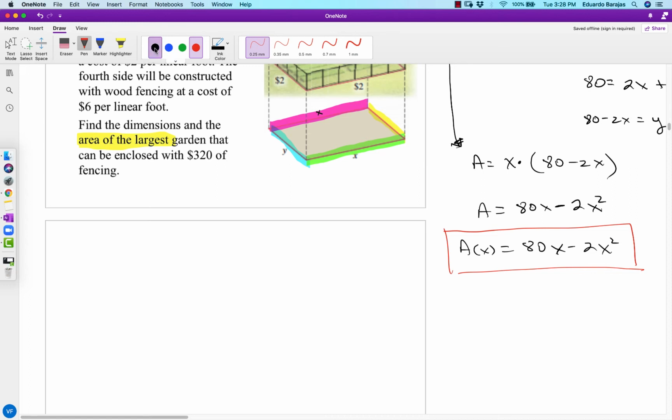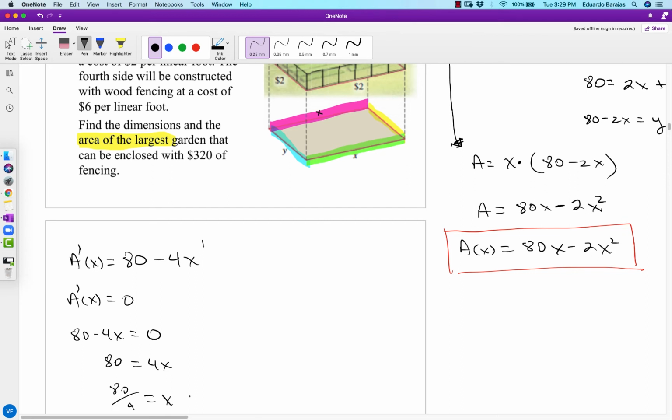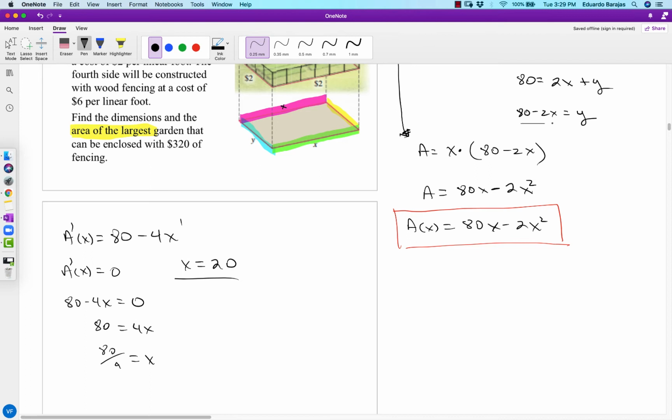And so now the first derivative, A prime of x, is going to be equal to 80 minus 4x to the power of 1. And so now if we find the partition points, A prime of x equals 0. So we put 80 minus 4x equals 0. 80 equals 4x. So 80 divided by 4 equals x, or x equals 20 is one solution. And now we need to find y. And we have an equation for y right over here.